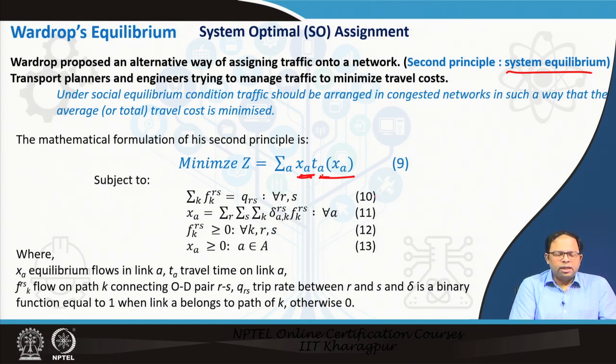So, this is the difference in the system optimal part. Under social equilibrium or system optimal condition, traffic should be arranged in a congested network in such a way that the average or total travel cost is minimized. That means the overall travel cost of the system is minimized, and this is a process where we do not look into every user minimizing their own travel time. That means some users have to experience more travel time compared to others, but overall the system travel time decreases. And here we minimize x_a into t_a, which in the earlier case was just t_a for a particular link.